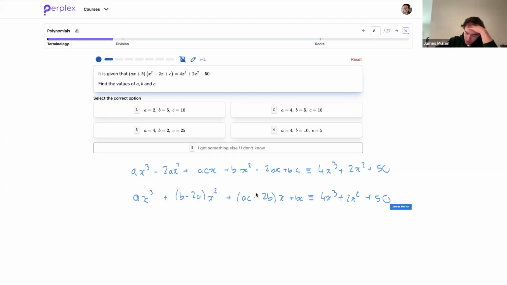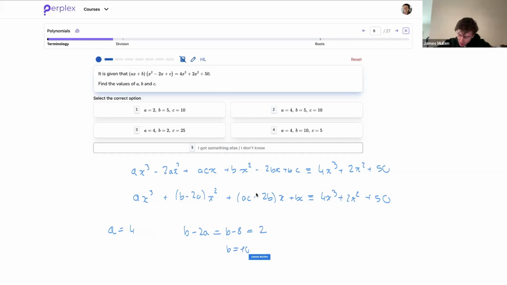Okay, so the first thing I notice is that a is equal to 4. Just by equating the first two terms together, a is equal to 4. And then b minus 2a now becomes b minus 8 is supposed to be equal to 2. So b is equal to 10.